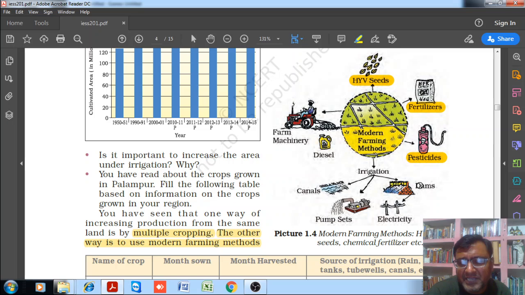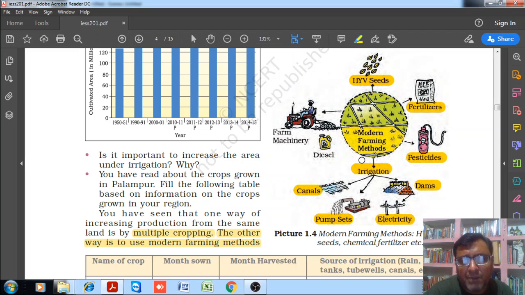And number three is dams. Construction of dams provides us irrigation facilities and electricity both. Irrigation is the main heading, which is done with the help of canals, pump sets or tube wells, and dams. With the help of dams, tube wells and canals, we are doing irrigation, and with the help of dams we are also generating electricity, which is used to run those tube wells for irrigation and many other purposes in farming. So these are the important modern farming methods or inputs which can be used to increase the farm production.